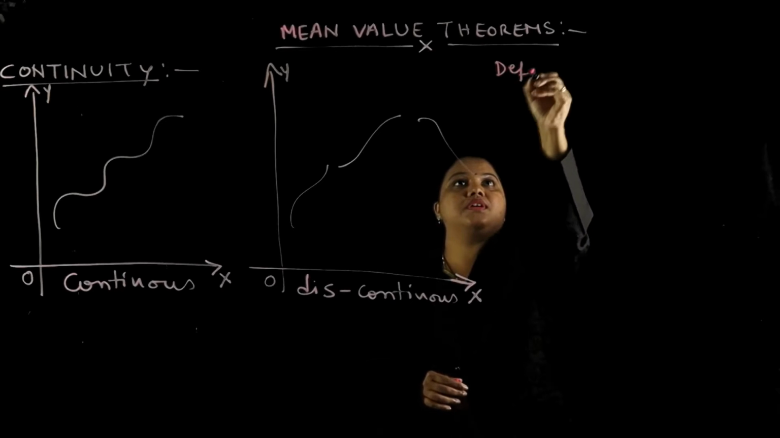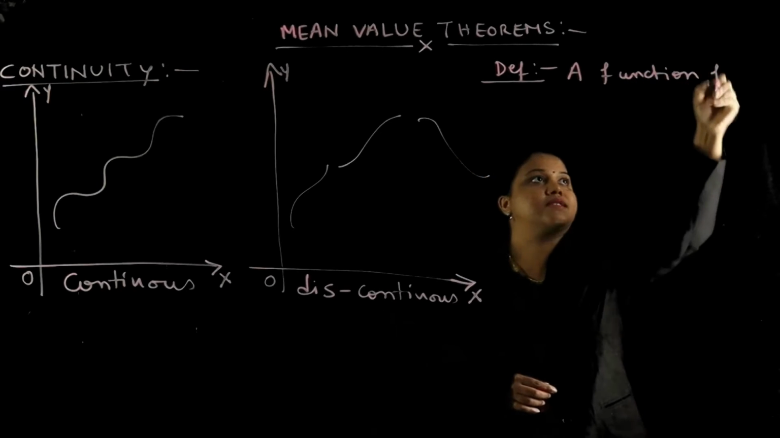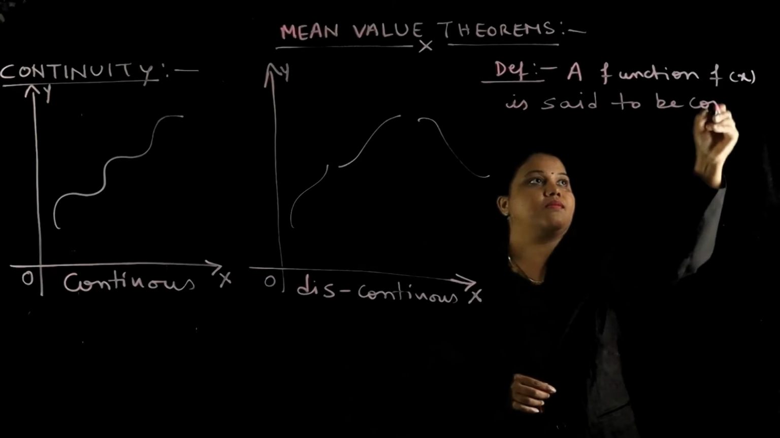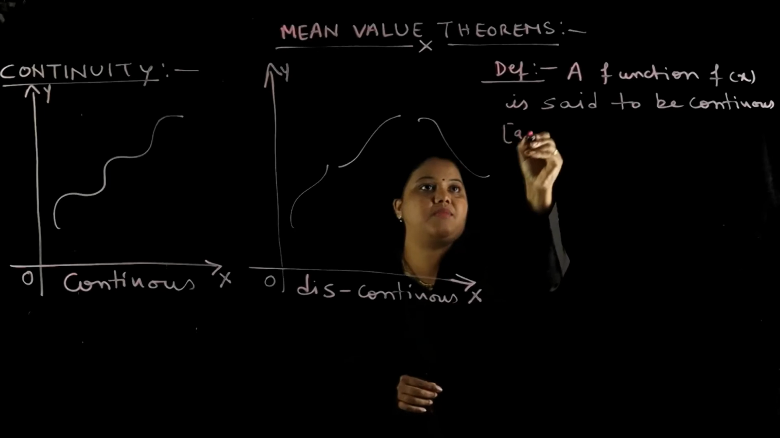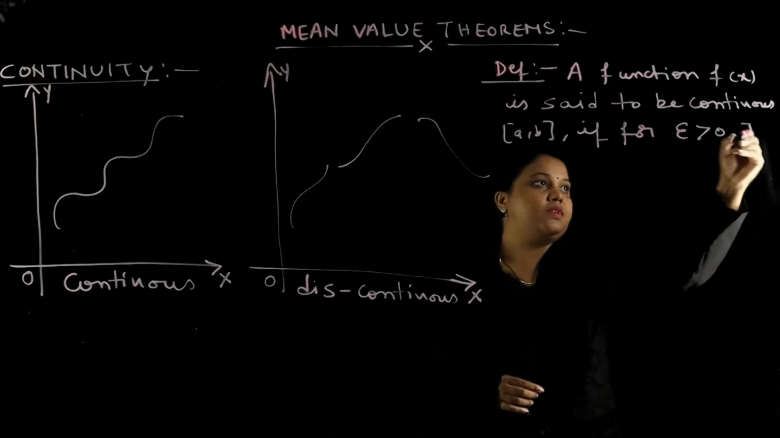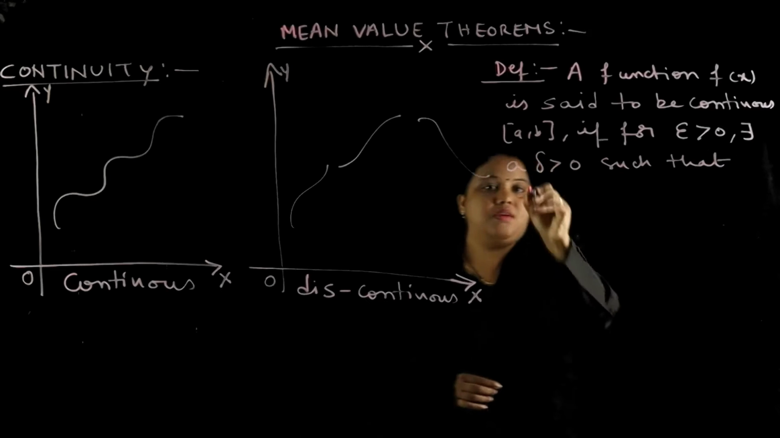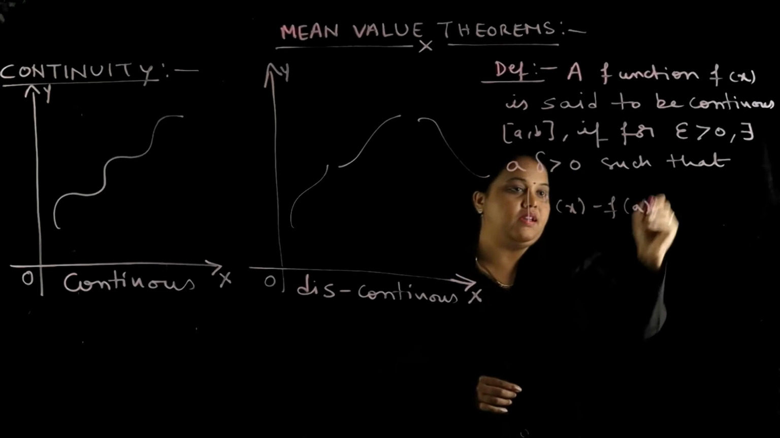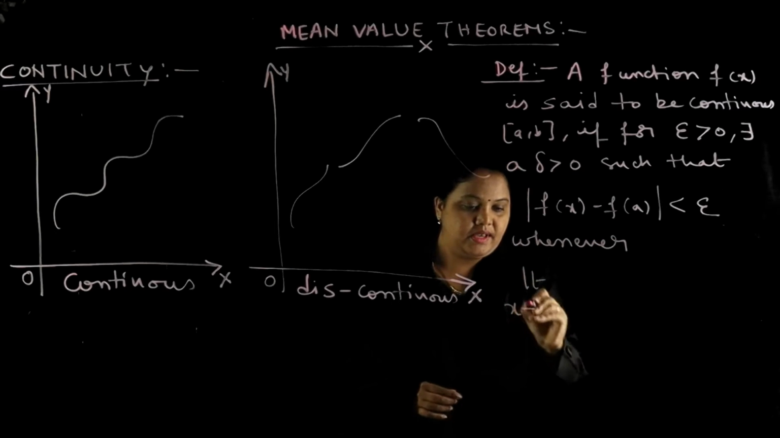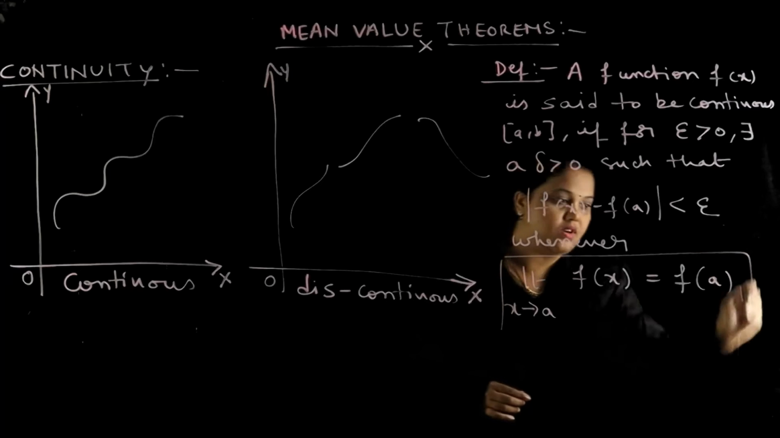So, the definition of continuity tells that a function f of x is said to be continuous in the closed interval [a, b] if for epsilon greater than 0 there exists a delta greater than 0 such that mod f of x minus f of a is less than epsilon, whenever limit x tends to a, f of x is equal to f of a. So, this is the definition of continuity.